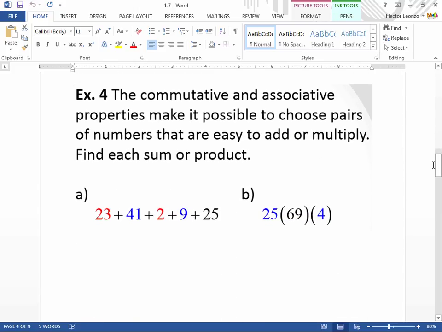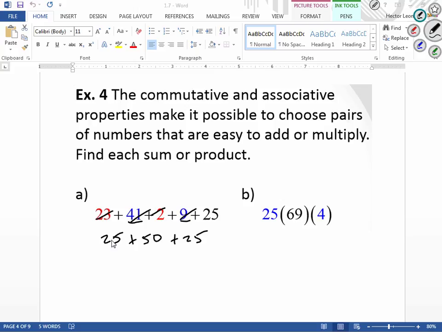The commutative and associative properties, you guys could be like, well, why are they so important? They are important because they make it possible to choose pairs of numbers that are easy to add or multiply. For example, let's say I had 23 plus 41 plus 2 plus 9 plus 25. That sounds a little bit hard, but what if I move my numbers? What if I combine 23 plus 2? That's easy, that's 25. Then what if I combine 41 plus 9? That's 50. And then I have a plus 25.